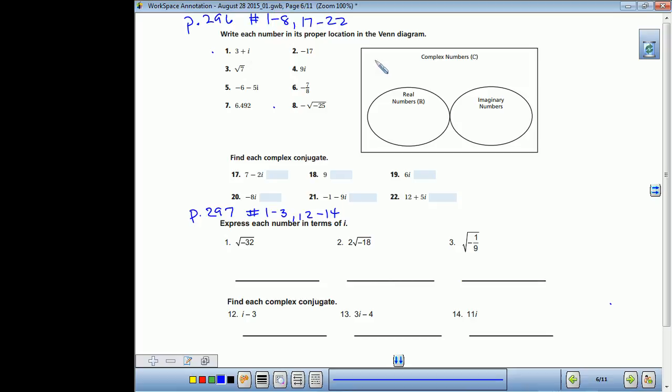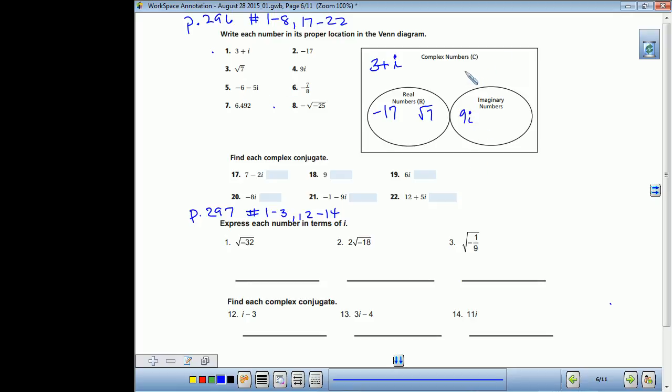All right, so this is a complex number. It has a real part and an imaginary part. So it can't exist in either one of these circles. It has both. Negative 17 is just an integer, and an integer falls within the real numbers. The square root of 7 is an irrational number, but it falls within the real numbers. 9i, that's just imaginary.